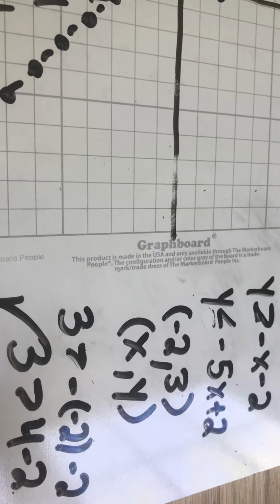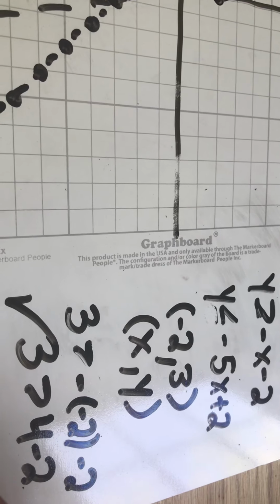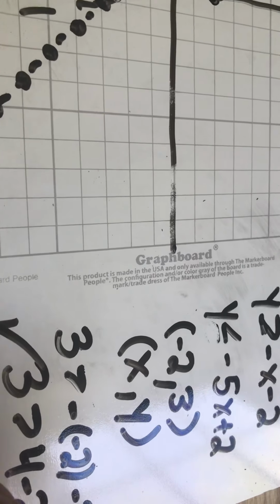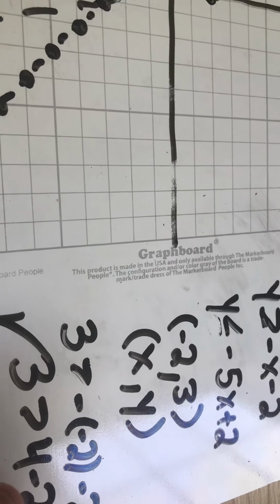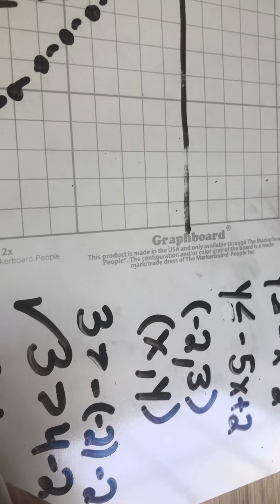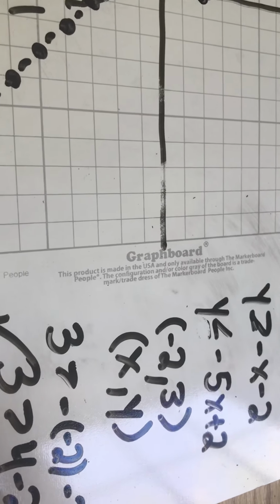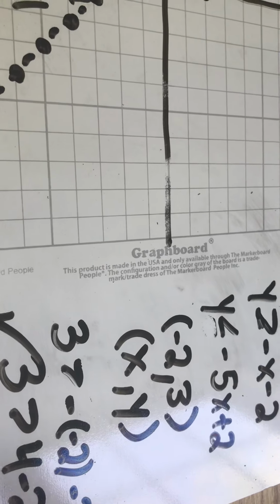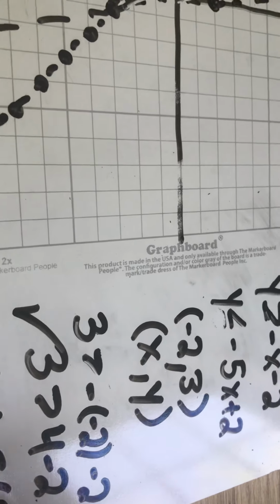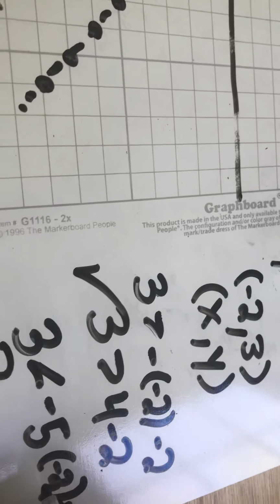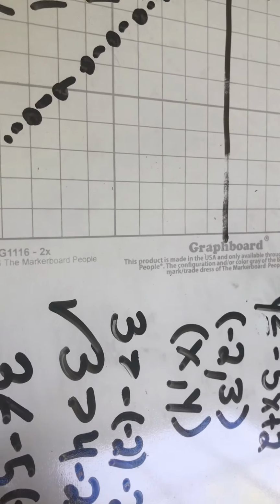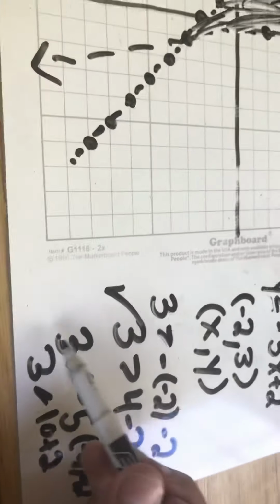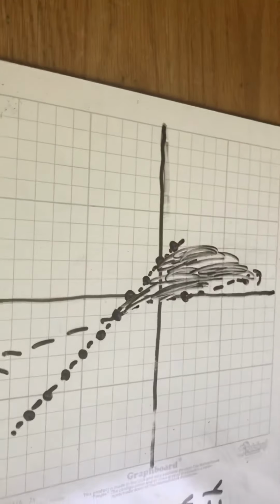The next one, I'm just going to put the 3 where the y is, so 3 is less than negative 5, and remember my x value is negative 2, plus 2. So negative 5 times negative 2 is 10. Is 3 less than 10 plus 2? Yes, it is. So this is our solution to the second one.